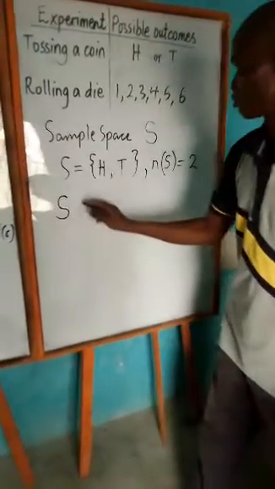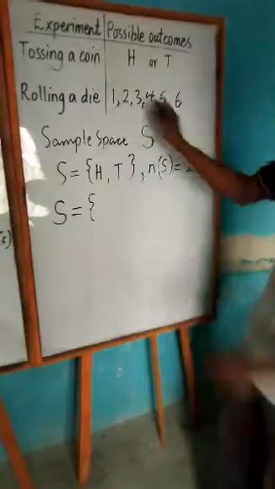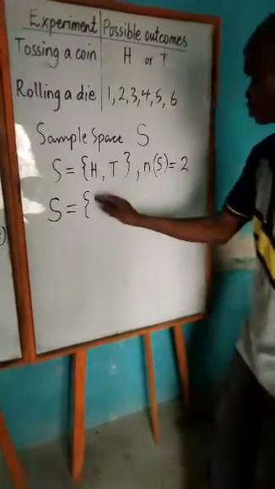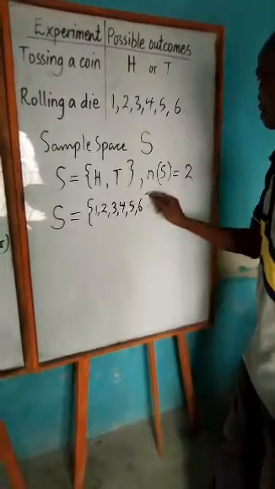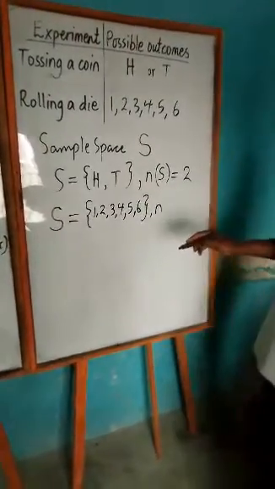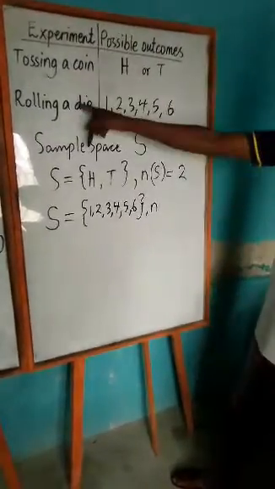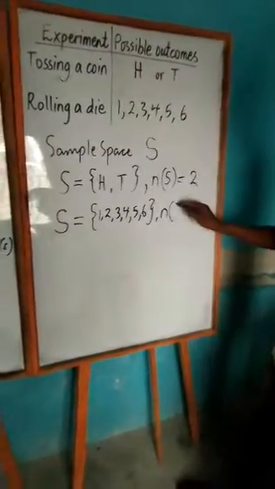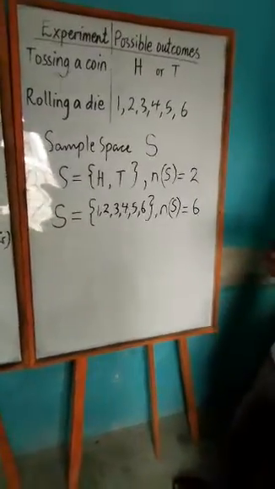The other one, the sample space for rolling a die, is a collection of all the possible outcomes. You have 1, 2, 3, 4, 5, and 6. So the number of outcomes in the sample space for the experiment rolling a die, n(S), is equal to 6.